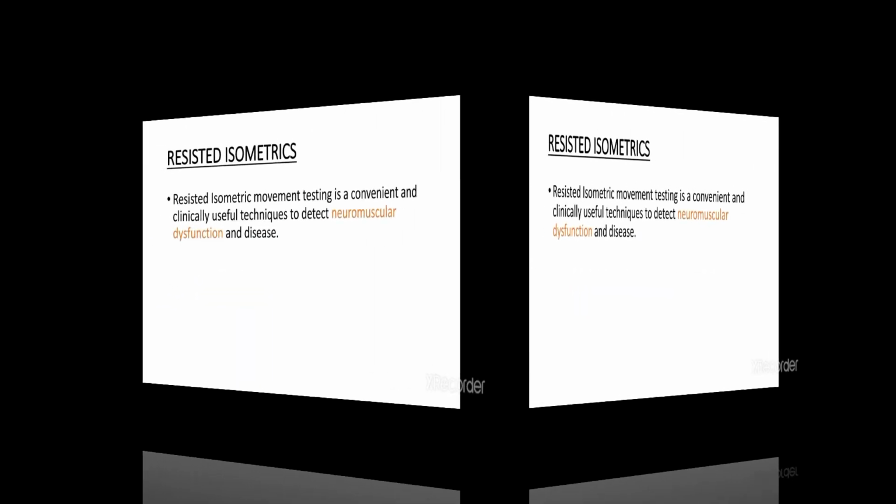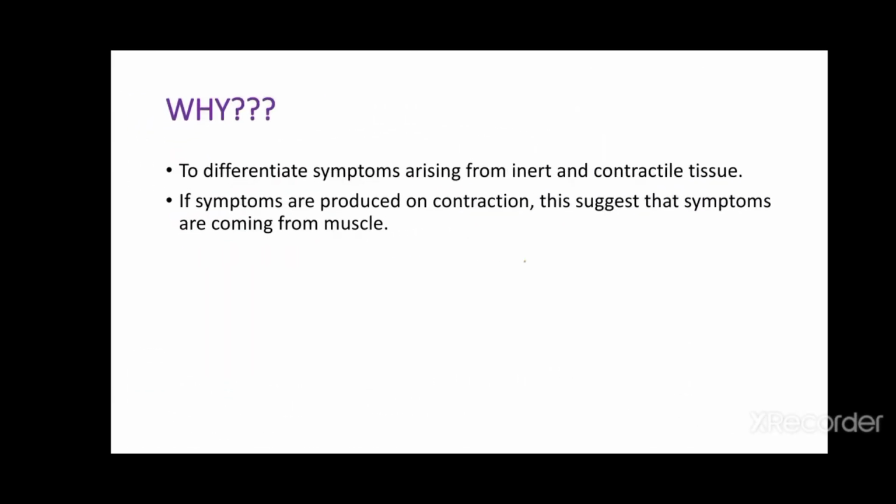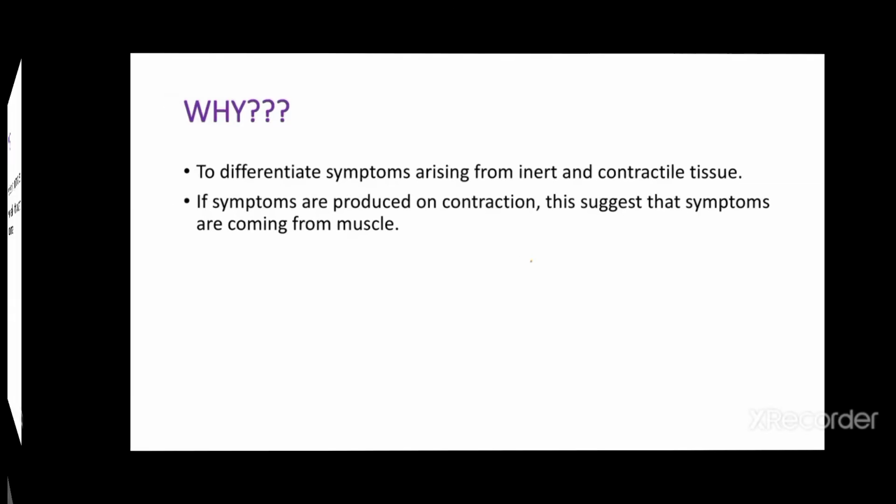Today, our topic of discussion is isometric muscle testing. Resisted isometric muscle testing is basically a clinically useful technique which is used to detect the neuromuscular dysfunction or the problem which is originating from the muscles. Now the question arises, why do we perform this technique? We perform this technique to differentiate whether the symptoms are arising from the inert or the contractile tissue.